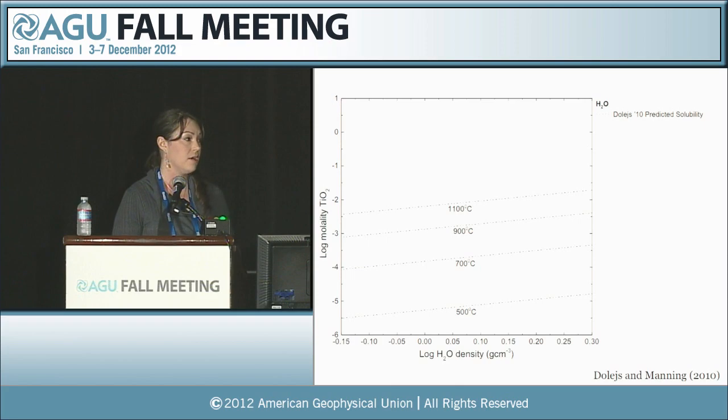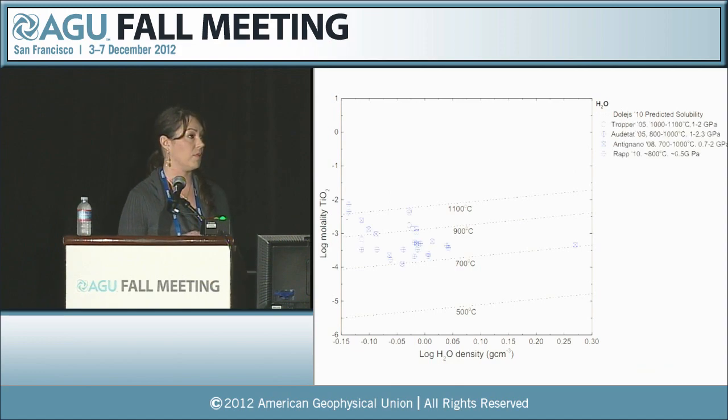So in 2010, Deleuze and Manning published a really nice thermodynamic study where they predicted the solubility of rutile in pure water. And what they found is that as density increases, the concentration increases, and as temperature increases, the concentration also increases. And so we felt that density is a nice way to incorporate pressure and temperature. And so this is how I'm going to be presenting the data. As I mentioned, they calculated a predicted solubility, and when they plotted the current experimental data on pure water, in that temperature and pressure range, it matched up quite nicely.